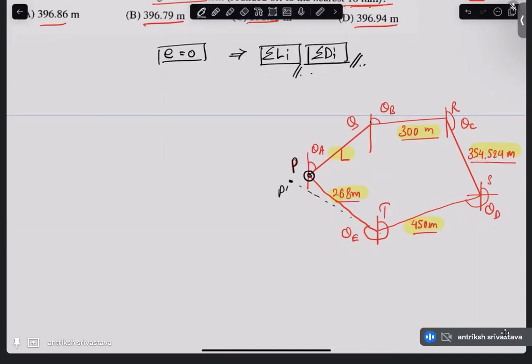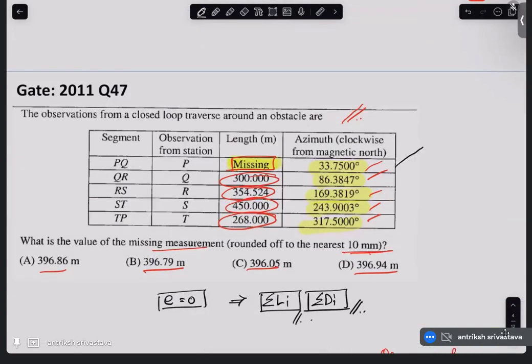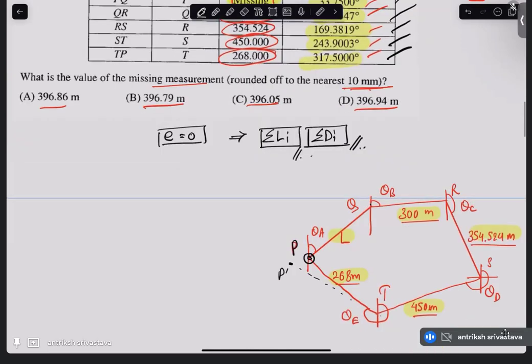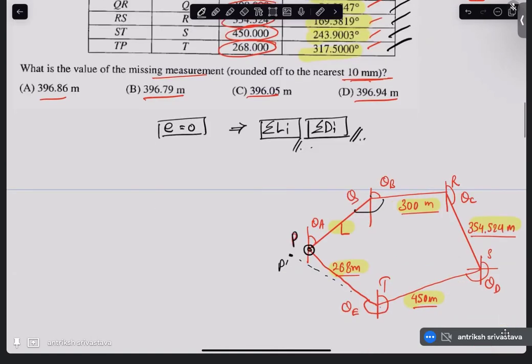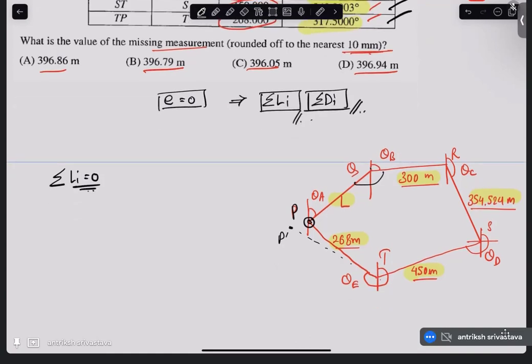Now, one thing to note here in these types of questions, that when you get these angles, don't get scared that you have to convert them into some kind of internal angles and then compute. When these angles are given to you, you just use them as they are. So let's say I want to do summation of latitude is equal to 0 or departure is equal to 0. I'm going to take cos of all these angles. So it's going to be L into cos of theta A. And what is theta A?